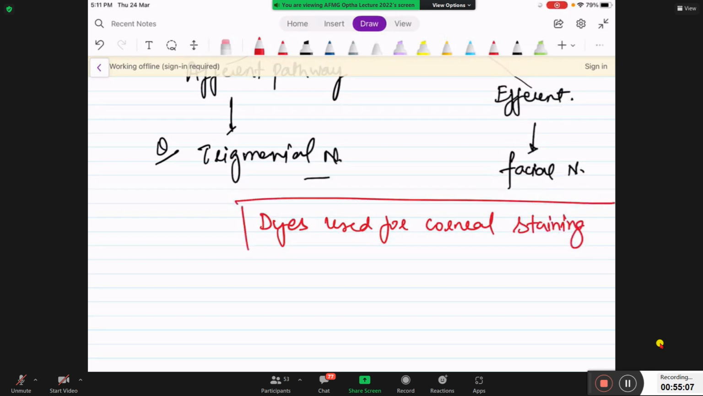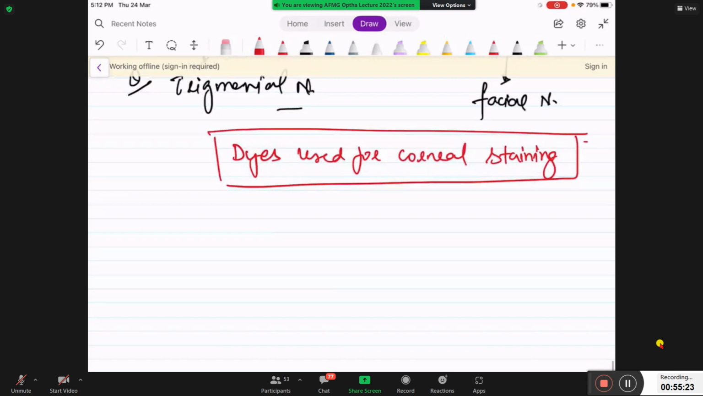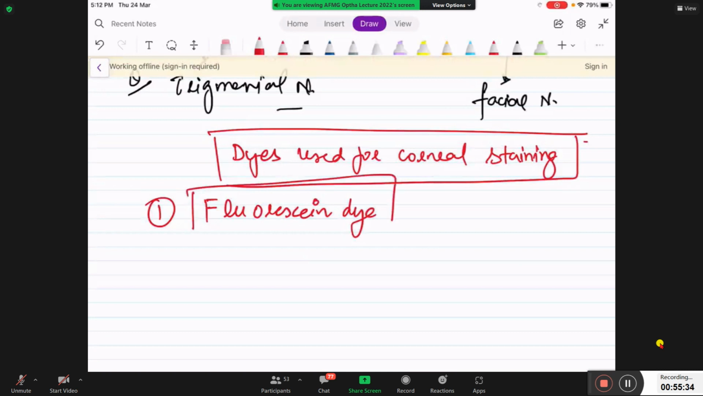Dye is used for corneal staining. So if you suspect that there is any epithelial defect on the cornea due to any keratitis, corneal infections, corneal ulcers, or due to some foreign body, then you have to stain the cornea with certain dyes. And the most commonly used dye in our OPD, write down the name, fluorescein dye. Fluorescein dye is the most commonly used dye in our OPD on a routine basis.